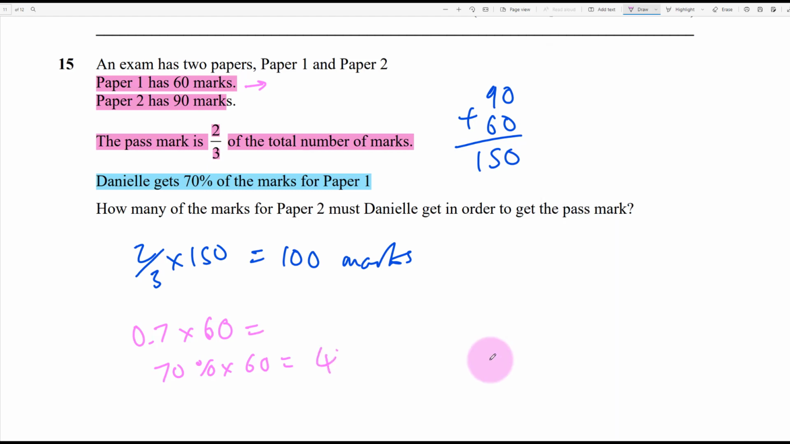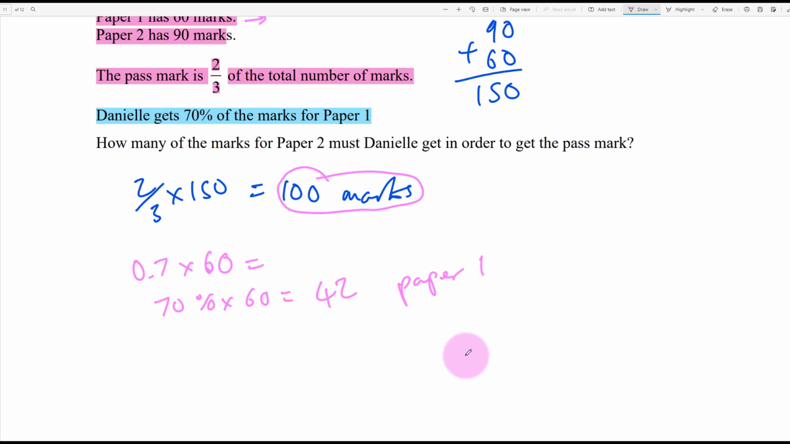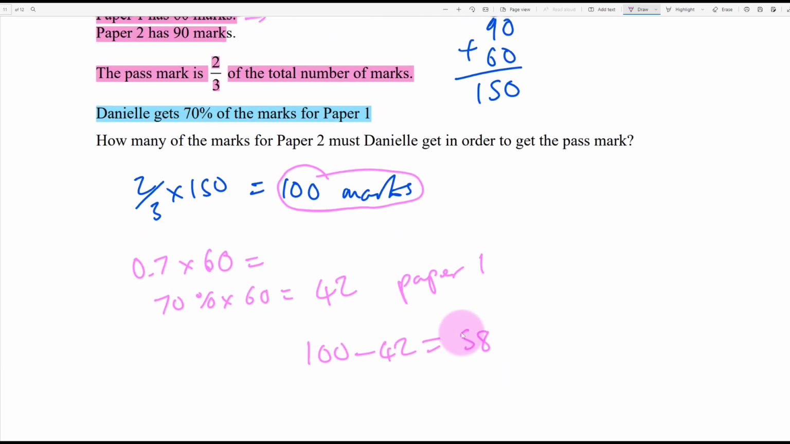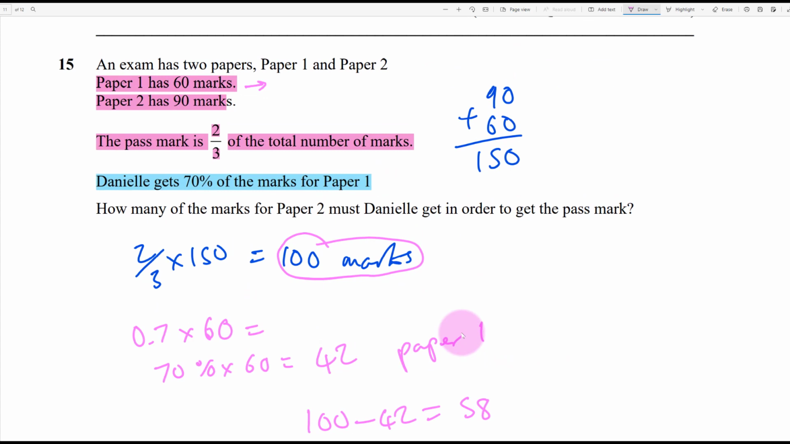42 earns a method mark. So she's got 42 on paper 1. She needs 100 marks to pass. So paper 2, how many of the marks must she get on paper 2? Well, that's just 100 minus the 42 she's already got. So that is 58, and that's the answer. That's a big 4 marks, a big 4 marks. 58. Not so hard if you just break down each stage. You should definitely get some method marks here, okay?